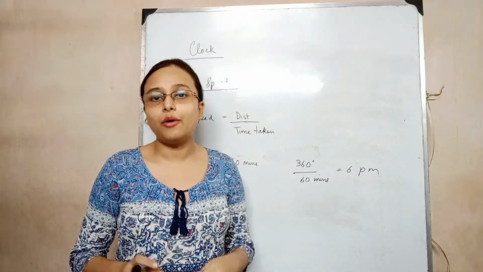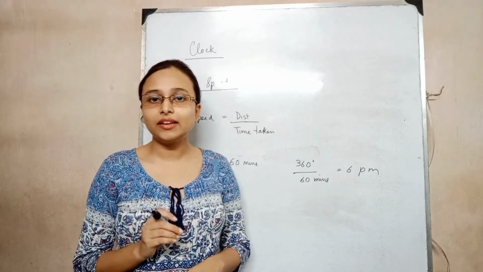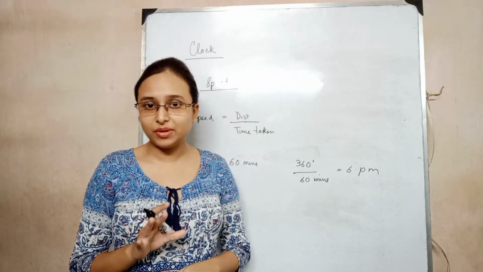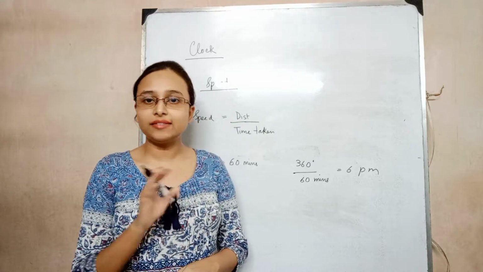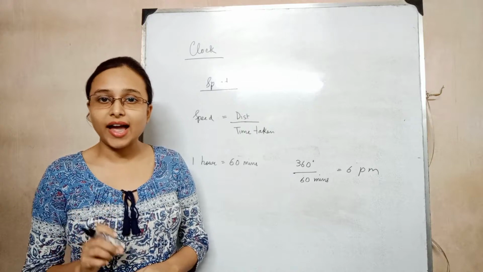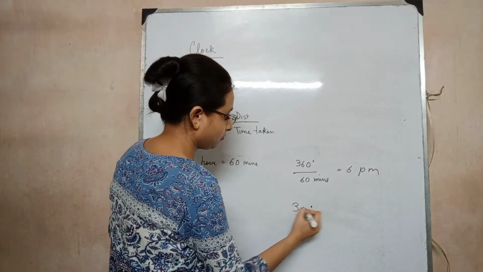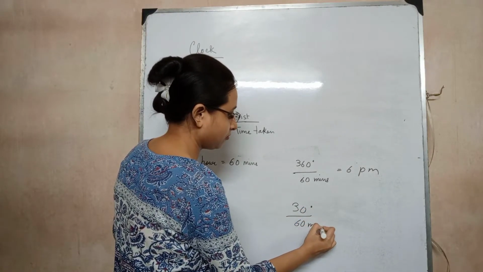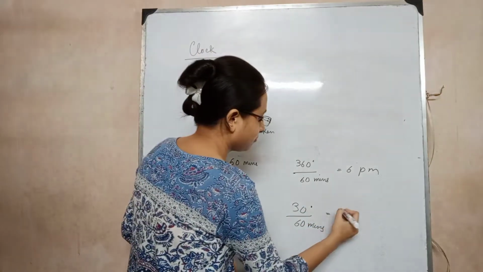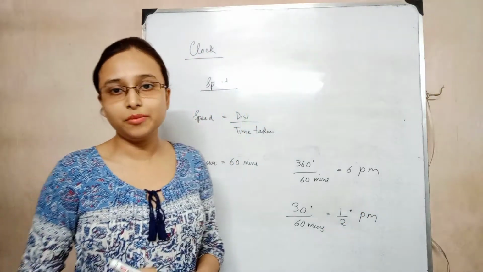The speed of the hour hand. Now, an hour hand travels 30 degrees in 1 hour. That is, it covers a distance of 5 minutes, that is the gap between the consecutive divisions, in 60 minutes. So, the speed of the hour hand is 30 degrees by 60 minutes. Okay. So, this will give you half a degree per minute. Okay, half a degree per minute.